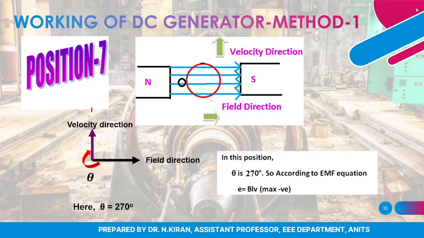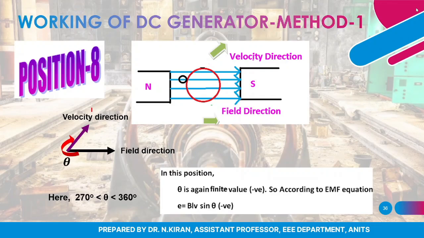And again in position 8, the angle existing between velocity component and field component will be somewhere between 270 degrees and 360 degrees. And here again the sine value is negative. So therefore according to E is equal to BLV sine theta, the magnitude will be some negative value. And my next position will coincide with my first position.